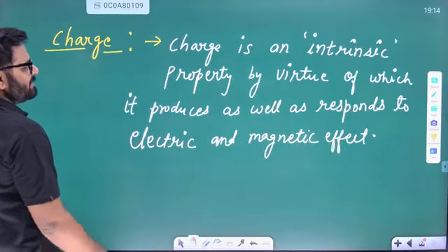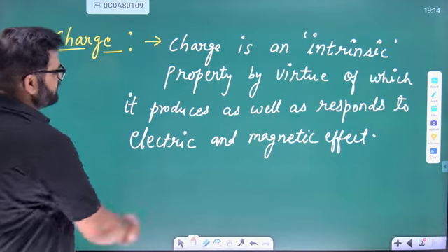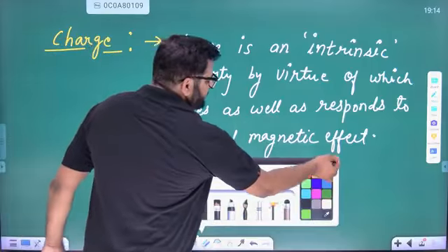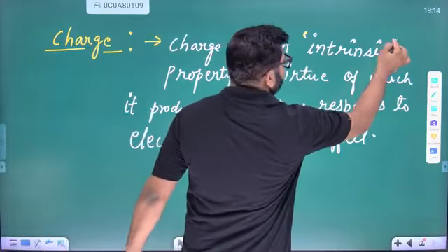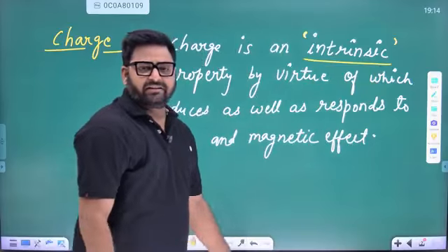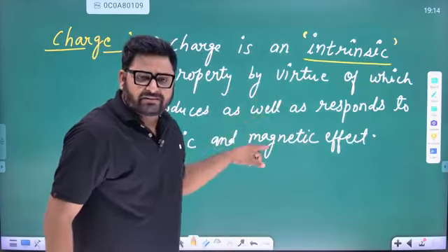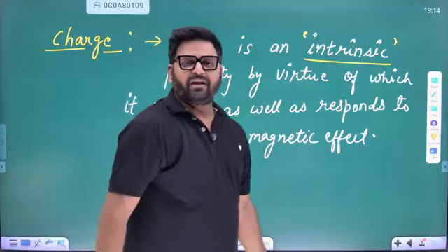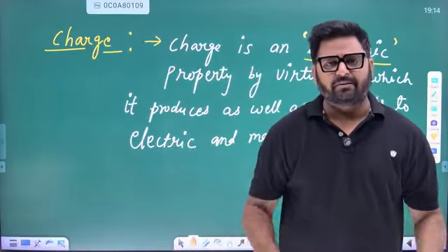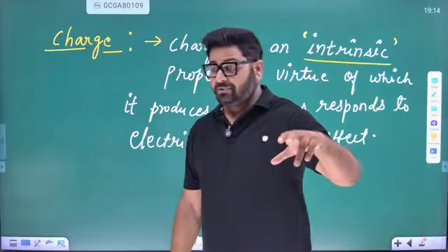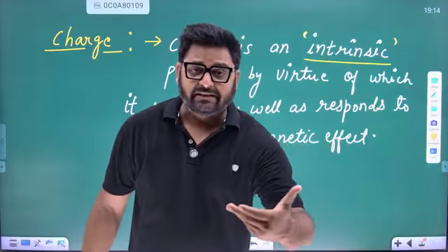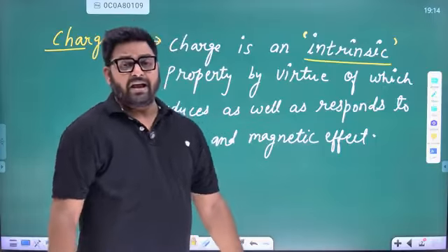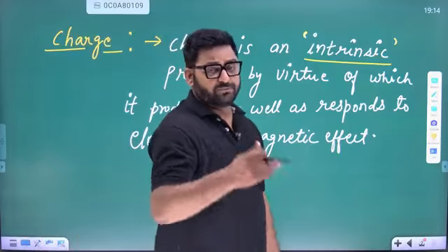So charge is an intrinsic property by virtue of which a body produces as well as responds to electric and magnetic effect. It means charge is something which produces electric and magnetic effect, and also responds. But before I discuss these two lines, I'll ask you something. Charge is an intrinsic property. What do you mean by the term intrinsic? Because there is a word intrinsic, there is a word extrinsic. They are different.